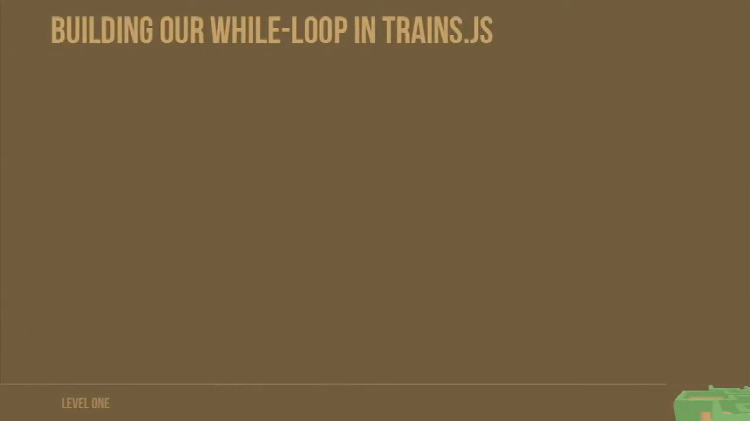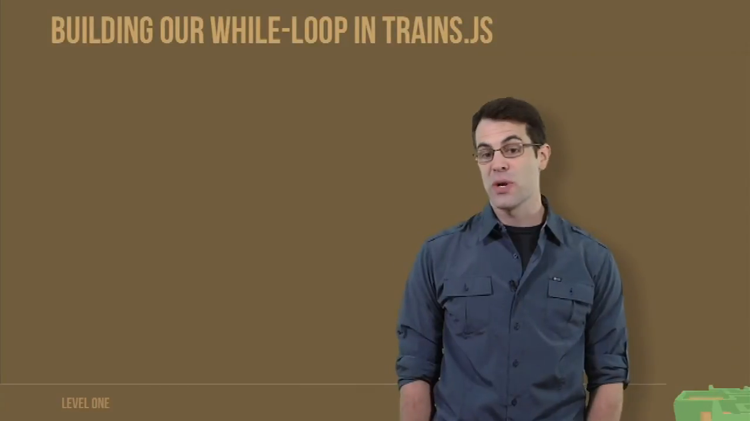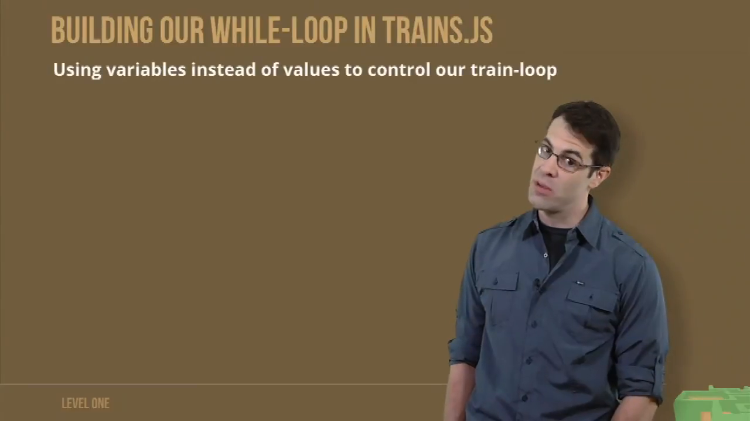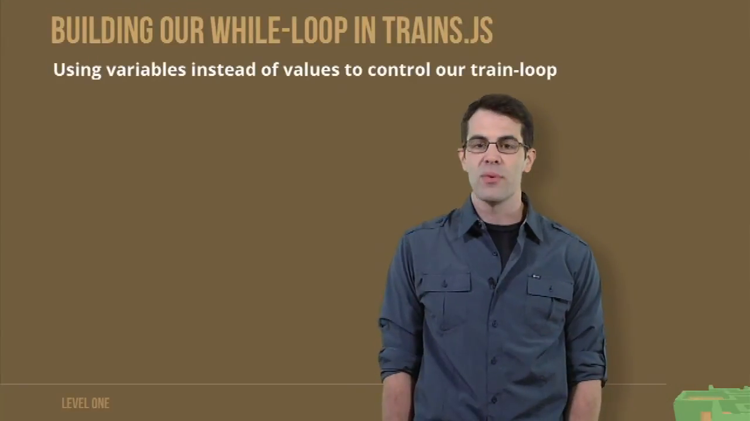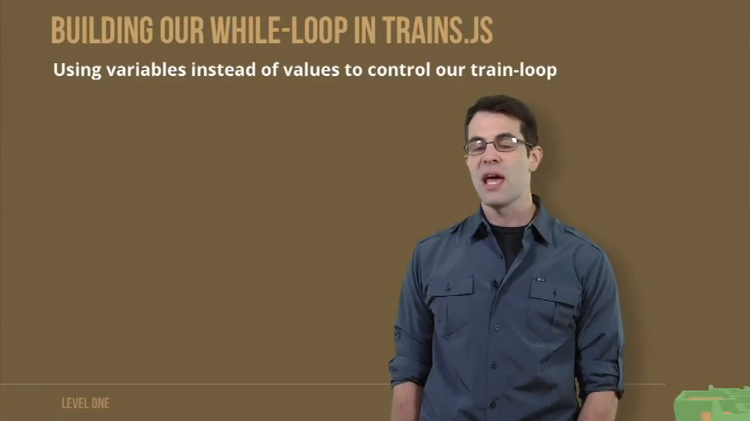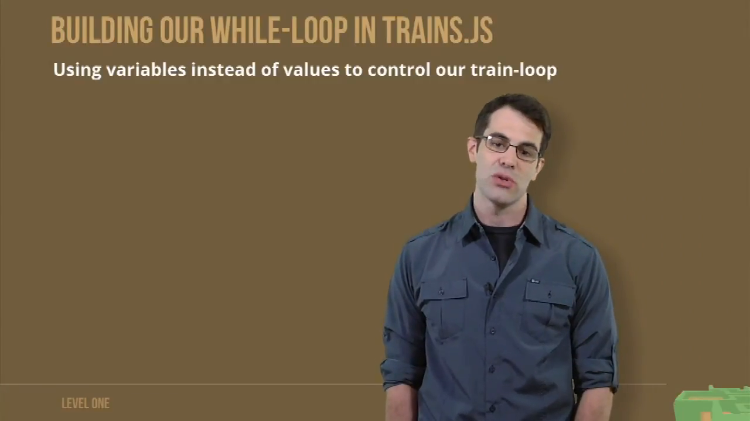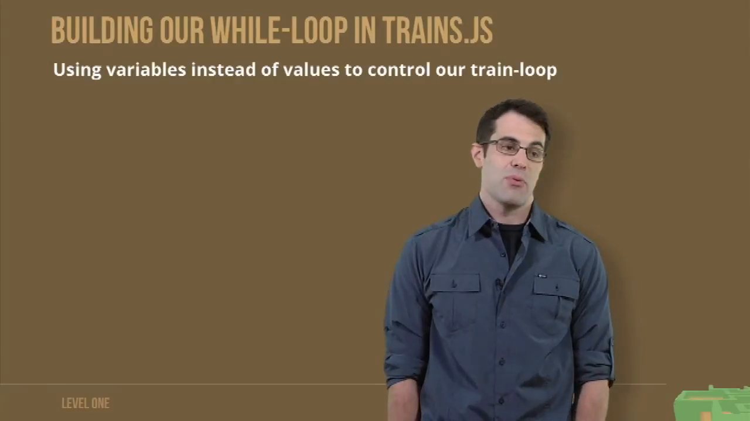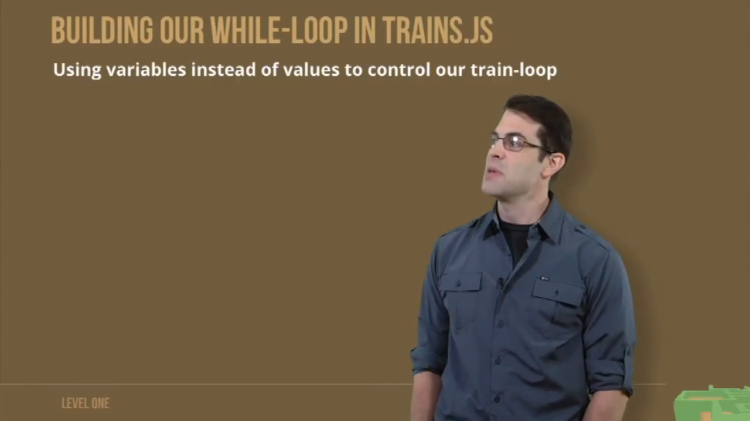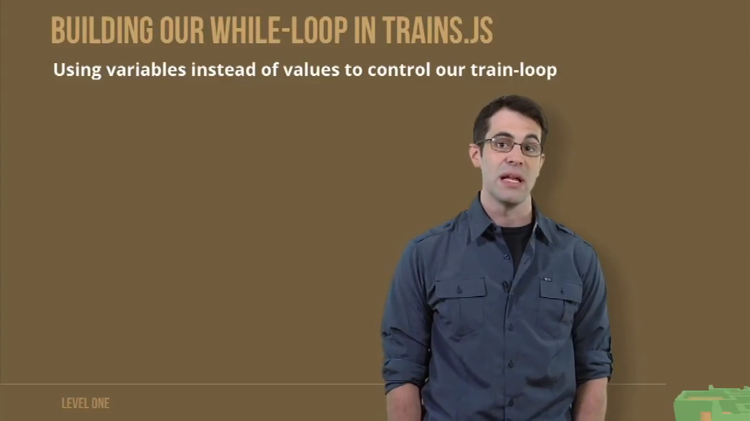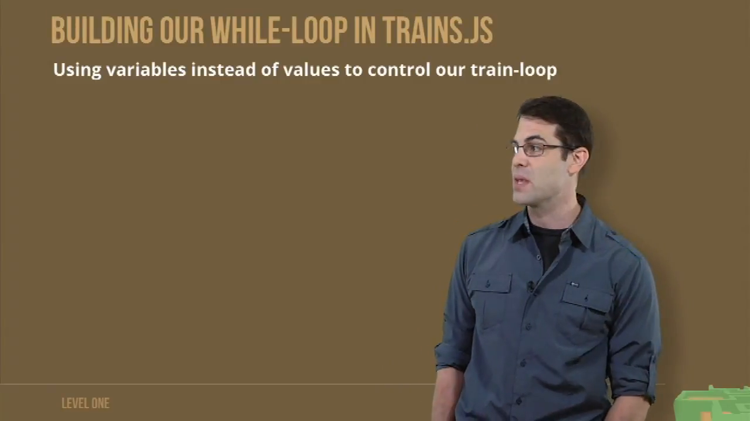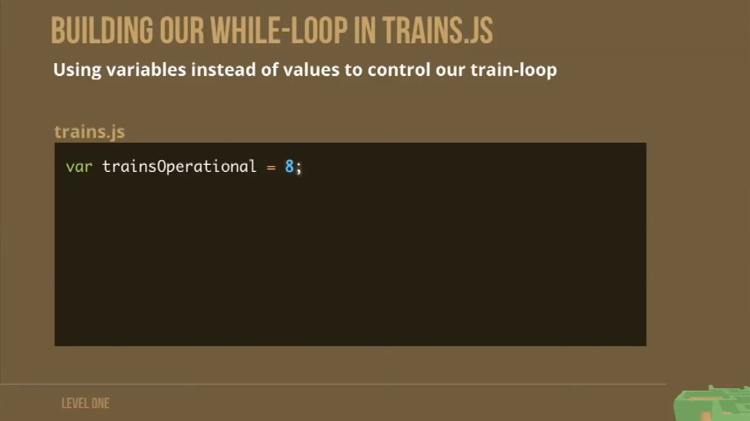Let's migrate our while loop over to the trains.js file. Now in our trains.js file, we want to use variables instead of hard-coded values to control our train loop. Why would we want to do that? Because not every day will there be 8 operational trains. Some days we'll have operational trains of 10. So we want to be able to make our loop respond to the contents of a variable and not to a hard-coded value. So here we can see that we have our train's operational variable set to 8 today.